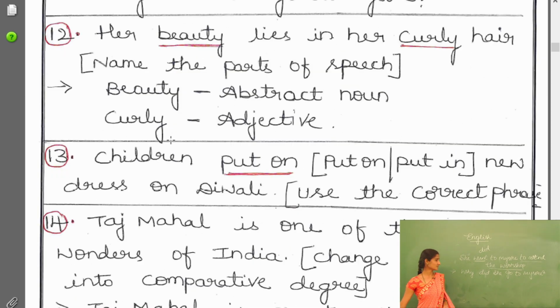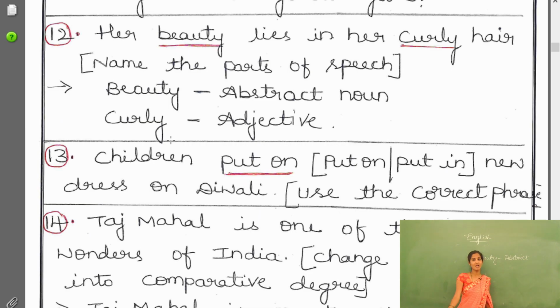Next question is the 12th question. The 12th question is, her beauty lies in her curly hair. So observe the words there. Two words are underlined and they have asked you to name the parts of speech. So beauty is an abstract noun, right? You can't touch it, we can only feel it. So beauty is an example for an abstract noun.